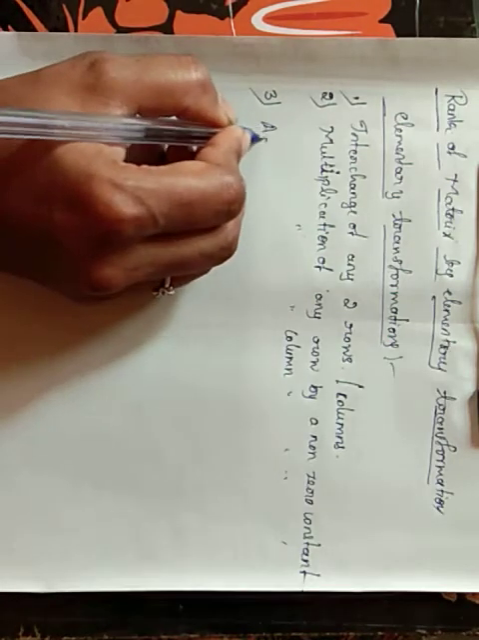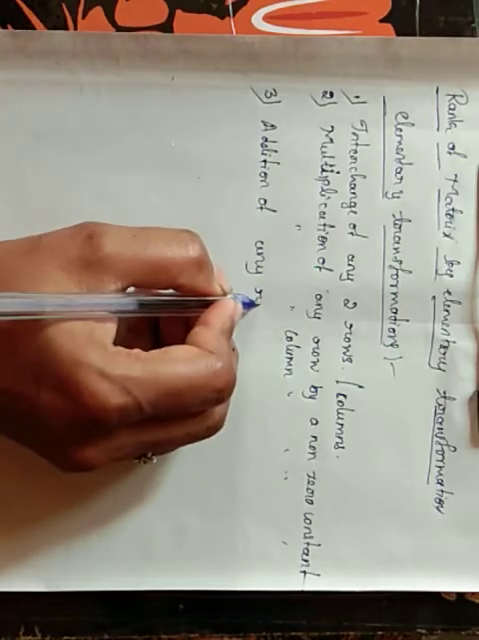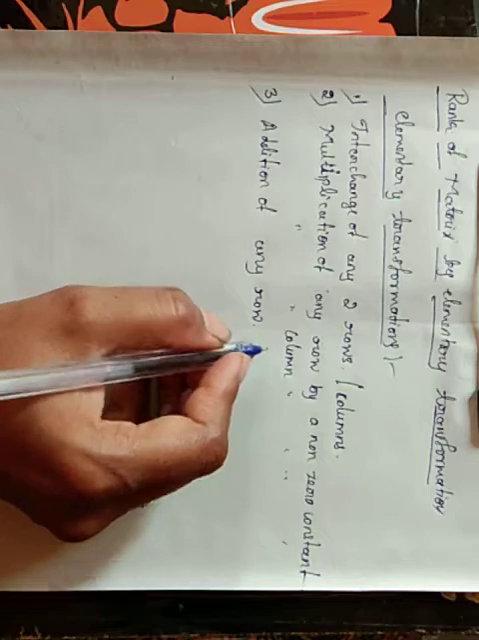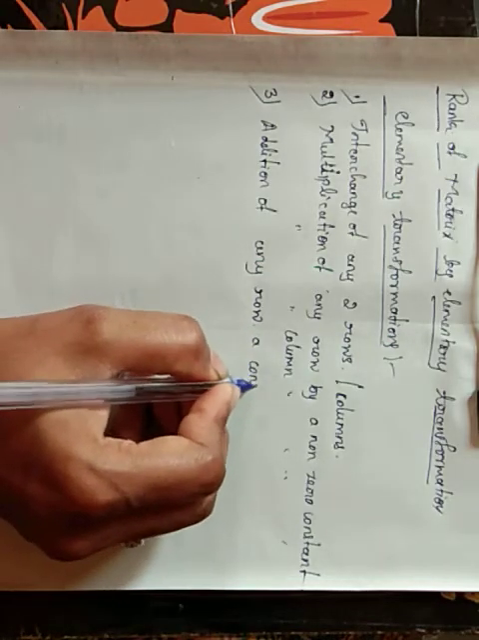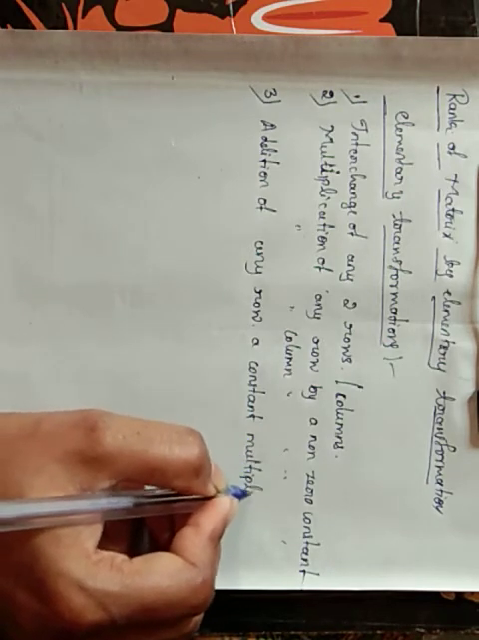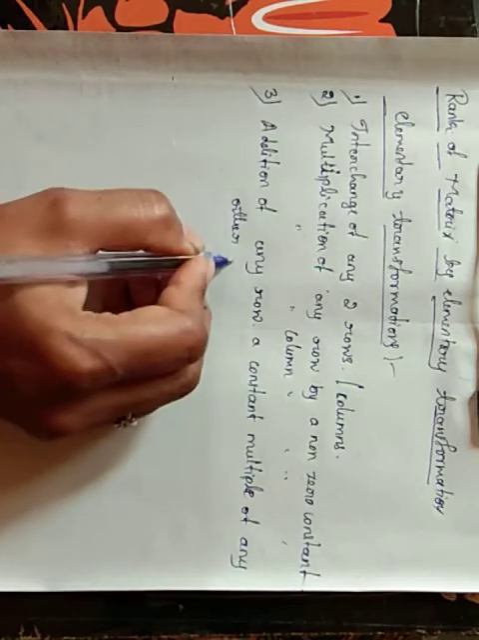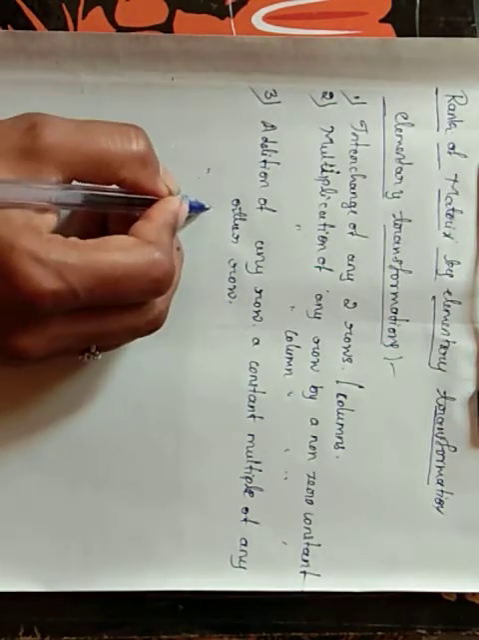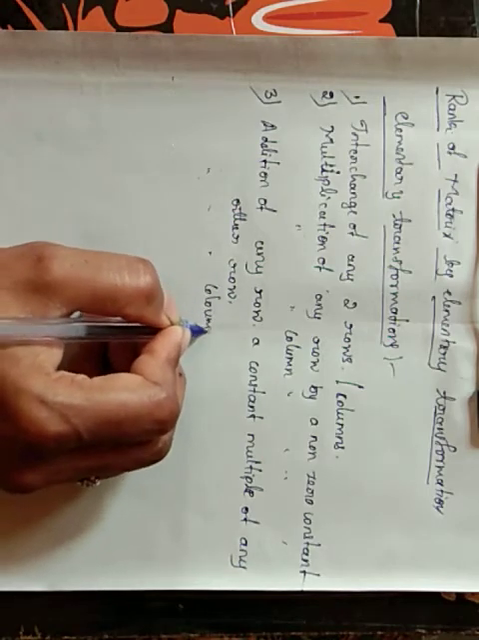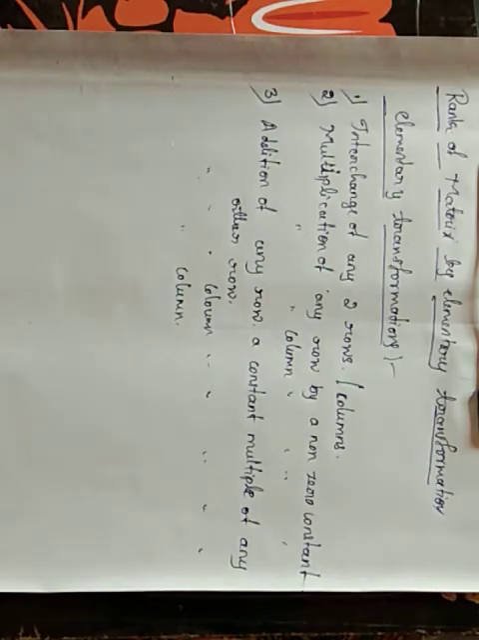Third one is addition of any row to a constant multiple of any other row. Similarly, addition of any column to a constant multiple of any other column. These are the elementary row or column transformations.